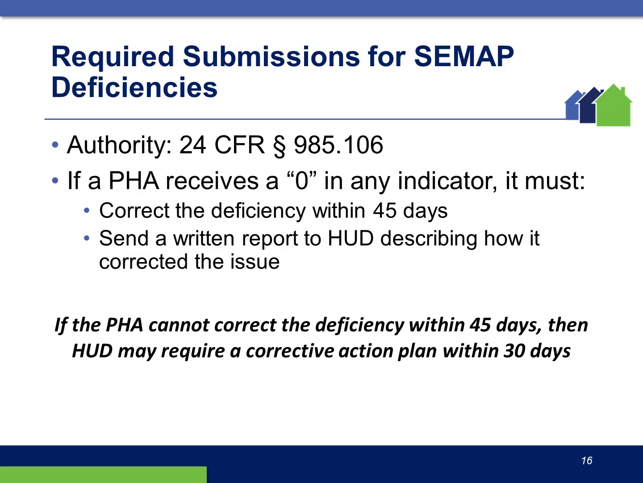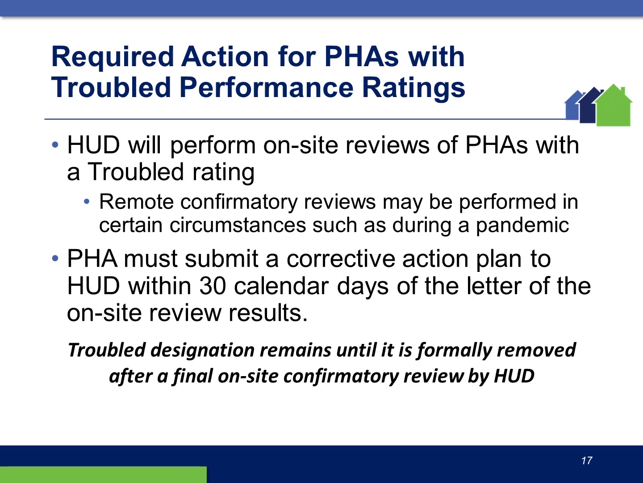If a PHA receives a 0 in any indicator, it must correct the deficiency within 45 days and send a written report to HUD describing how it corrected the issue. If the PHA cannot correct the deficiency within 45 days, then HUD may require a corrective action plan within 30 days. HUD will perform on-site reviews of PHAs with a troubled rating.